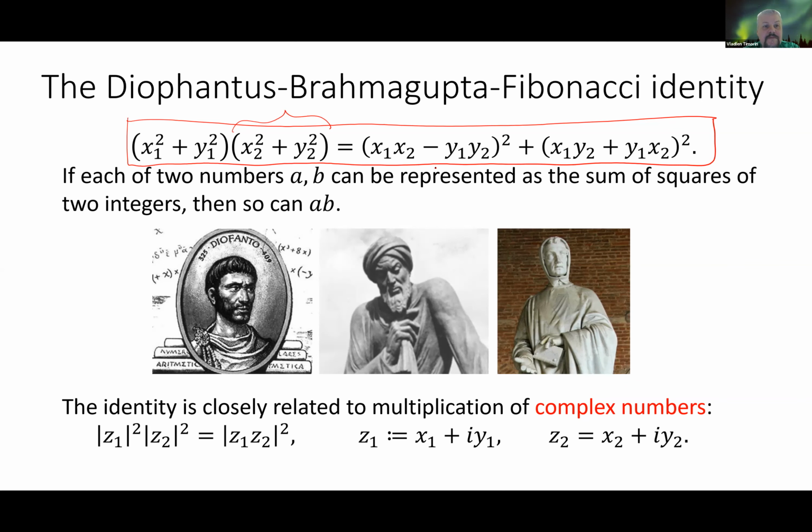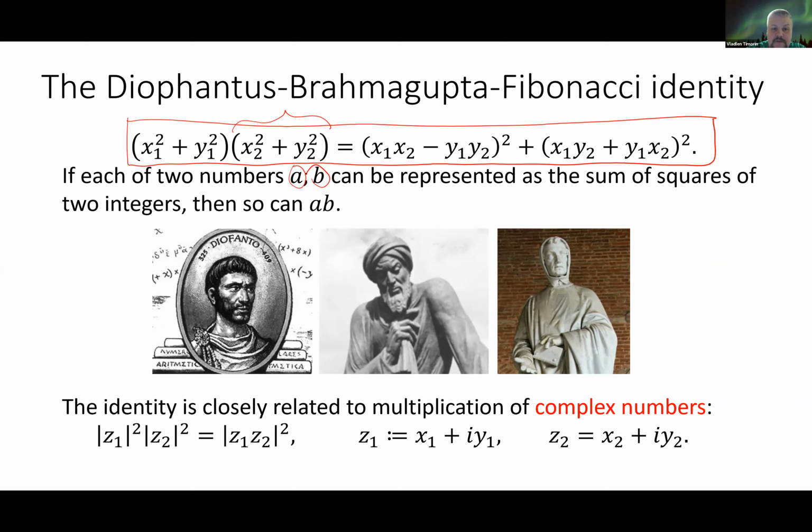For example, if you know that each of 2 numbers, a and b, is representable as a sum of 2 squares, I mean squares of integers, then the product of the 2 numbers, a times b, is also representable in the same form as a sum of squares of 2 integers, which is, of course, a very easy consequence of the Diophantus-Brahmagupta-Fibonacci identity.